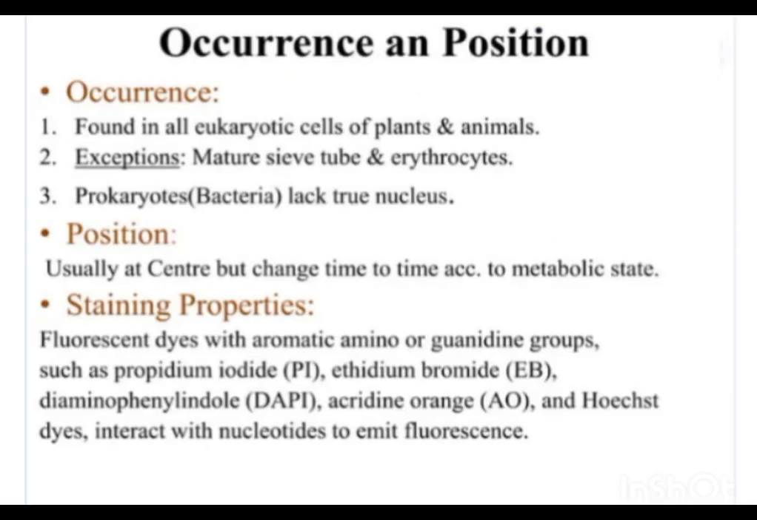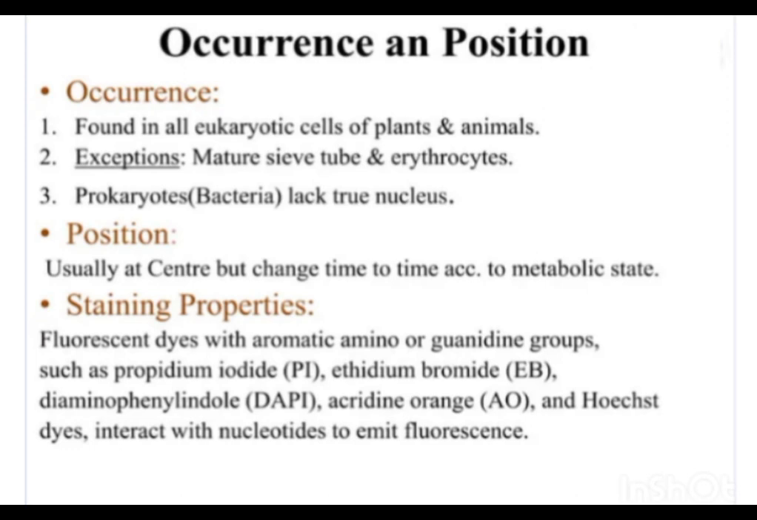Occurrence and position. Occurrence: found in all eukaryotic cells of plants and animals, exceptions being mature sieve tube and erythrocytes. Prokaryotes lack a true nucleus. Position: usually at the center but changes from time to time according to metabolic state.